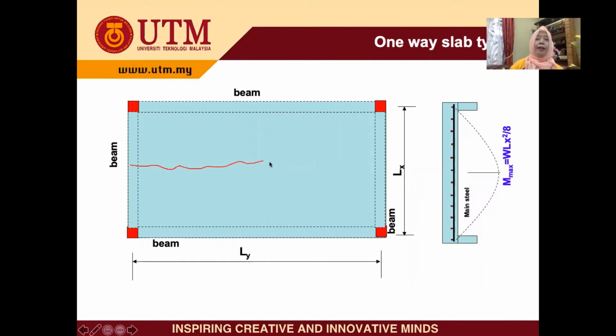the slab will crack in this way. So we need to design the steel in this direction to avoid the crack. So we need this steel in this Lx direction. Therefore, we design this direction only, and this becomes the main steel. Here, the steel in black is the main steel, and the red is the secondary steel with the maximum moment wx/8.